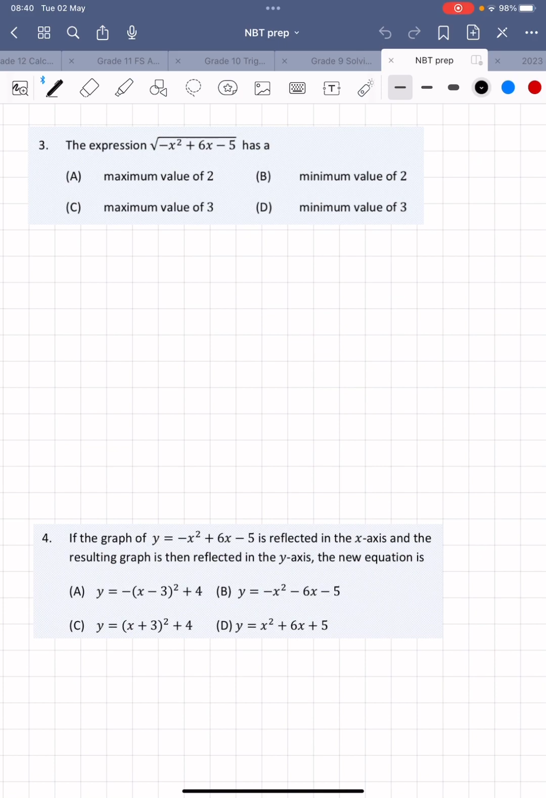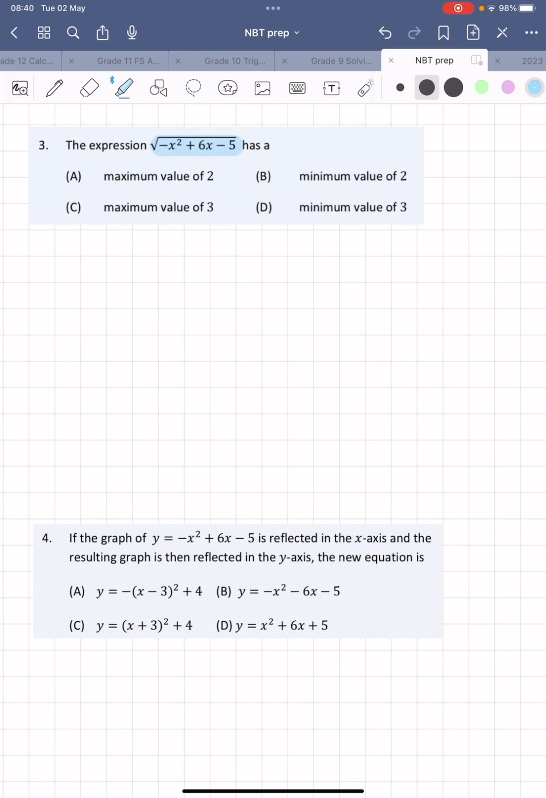In this question they are saying the expression where we have the square root of negative x squared plus 6x minus 5 has a, and now we have various options given here: maximum value of 2, minimum of 2, maximum of 3, or minimum of 3. So the options are guiding us in terms of what we need to calculate. We need to calculate the maximum or minimum value of this given expression. Let me just highlight this expression here.